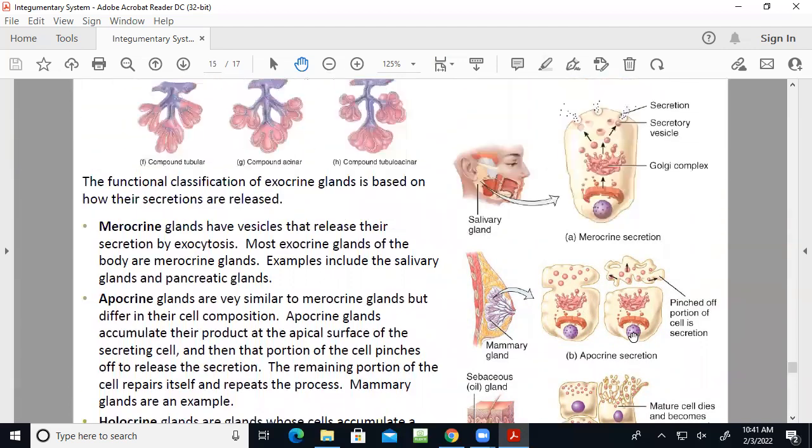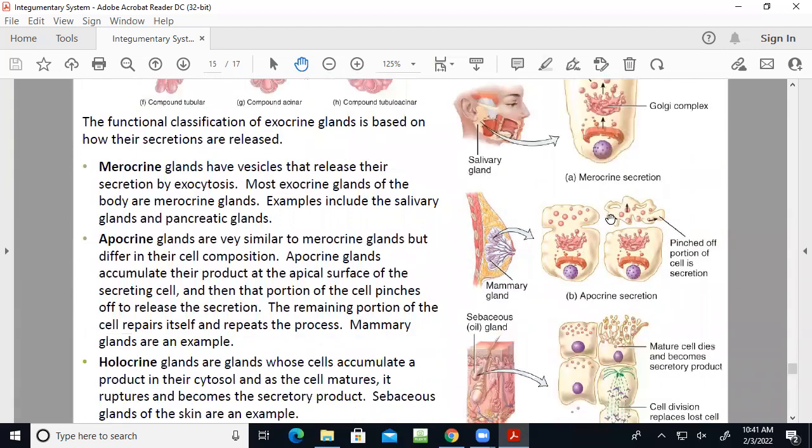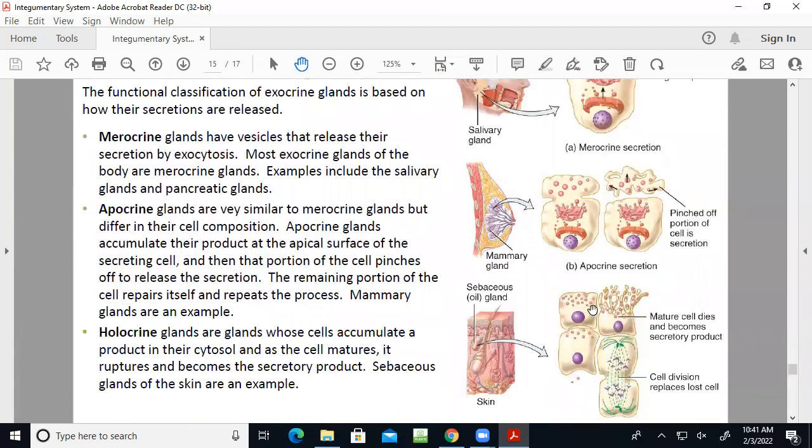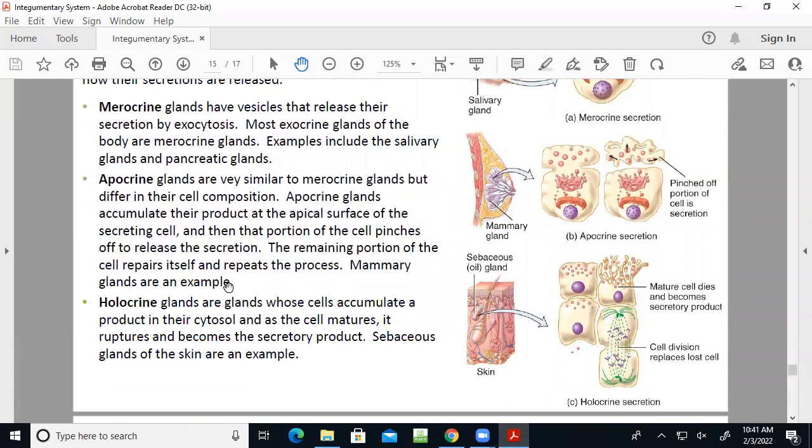And like I said, I do want you to be able to identify the 3 different functional types of glands that are illustrated there on the right side.